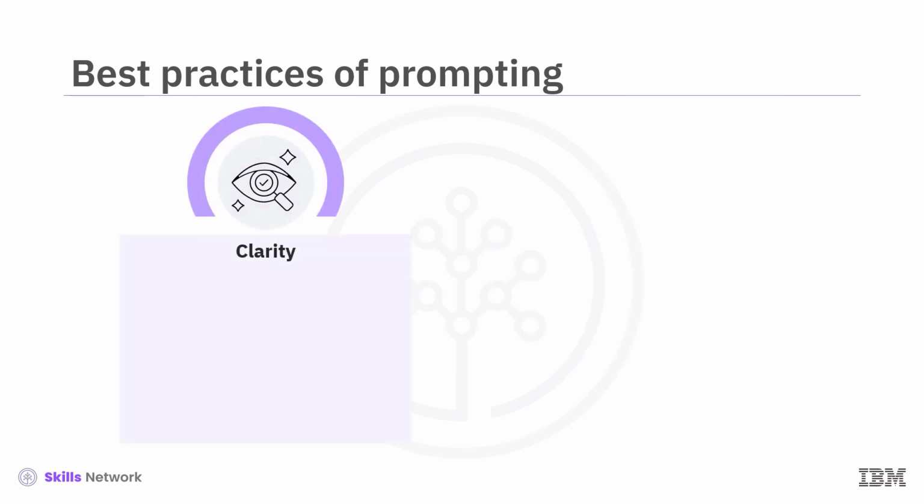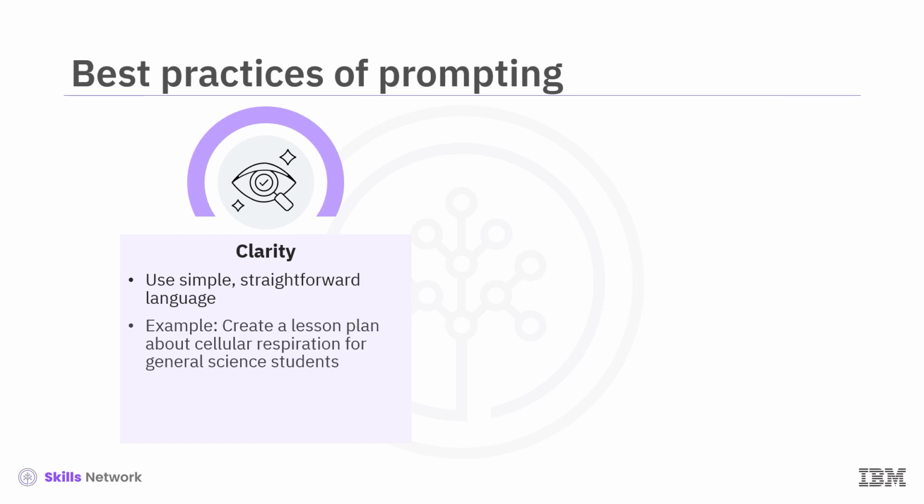The prompt should be clear and have simple, straightforward language that can easily convey instructions to ChatGPT. For example, create a lesson plan about cellular respiration for general science students. Such types of prompts generate a generic output.